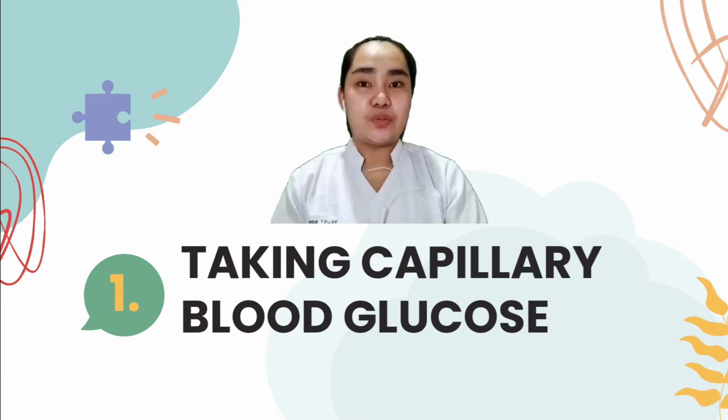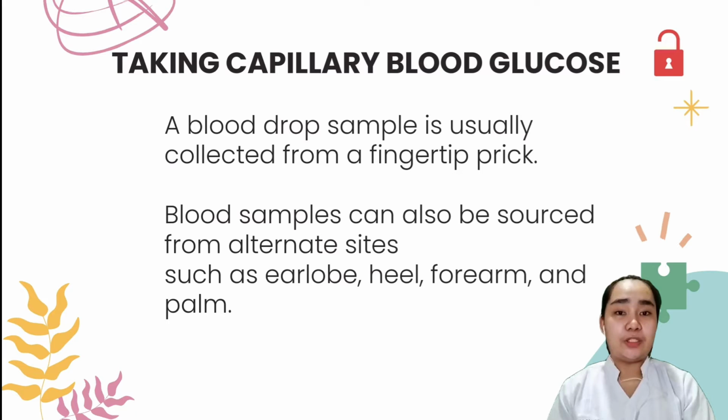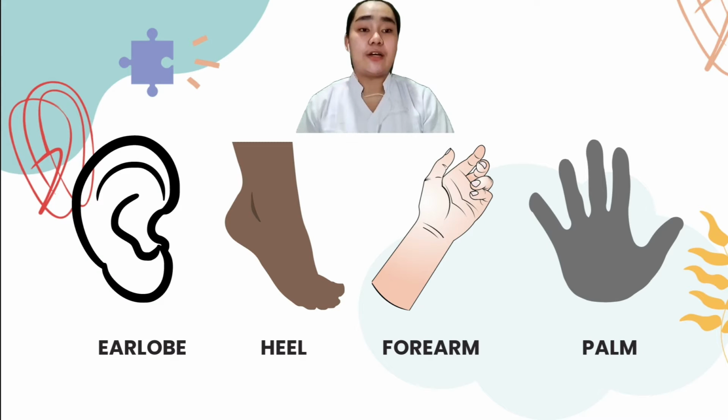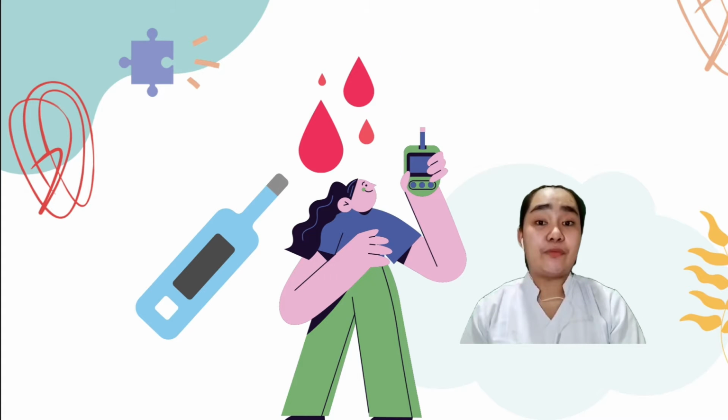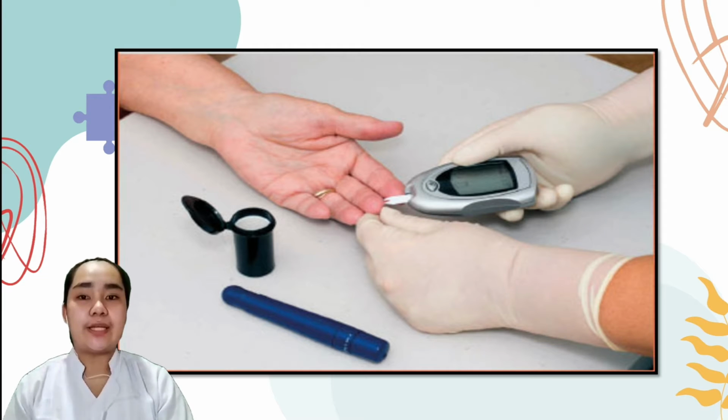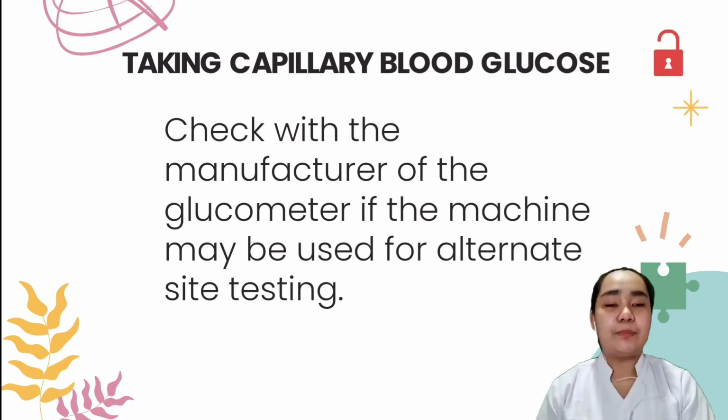Taking capillary blood glucose. A blood drop sample is usually collected from a fingertip prick. Blood samples can also be sourced from alternate sites such as the earlobe, heel, forearm, and palm. Alternate site testing provides similar results to finger prick testing, especially in the fasting and 2-hour post-meal times. Using alternate sites may be less painful but may need a deeper lens. Check with the manufacturer of the glucometer if the machine may be used for alternate site testing.